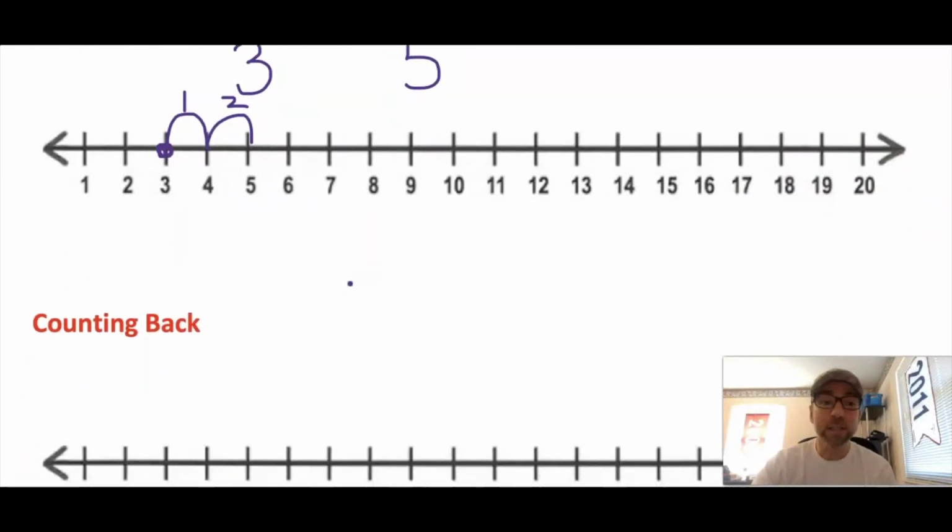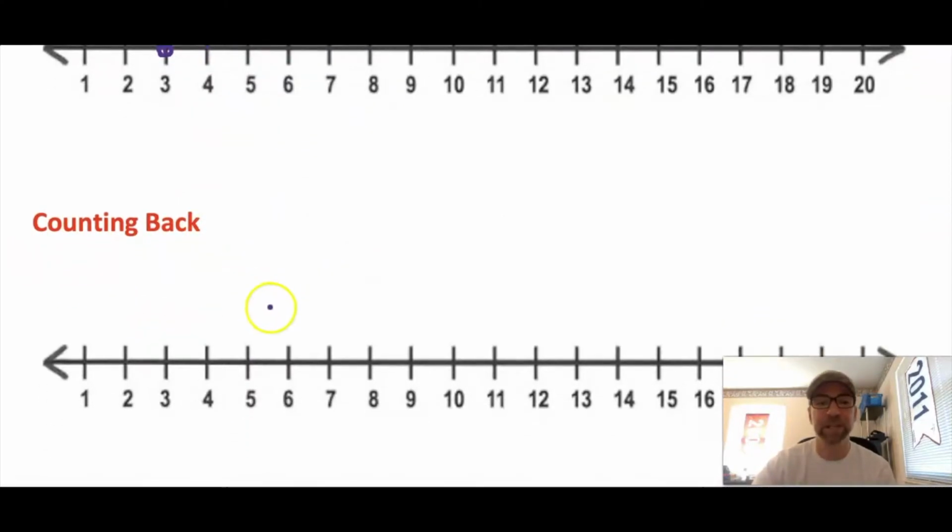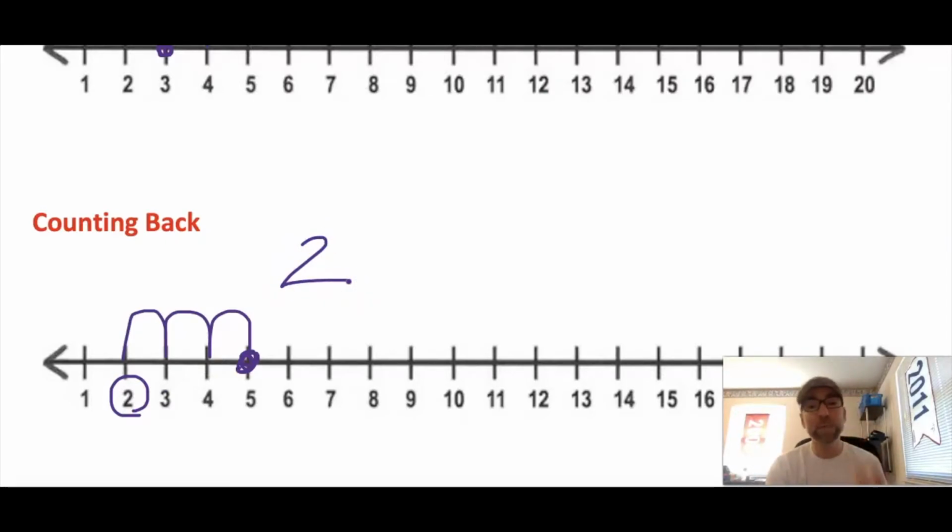I can also use the counting back strategy. Start at 5, and then we gave away 3. 1, 2, 3. Where did I land? I landed on 2. So there's lots of ways that we can use to solve a subtraction problem.